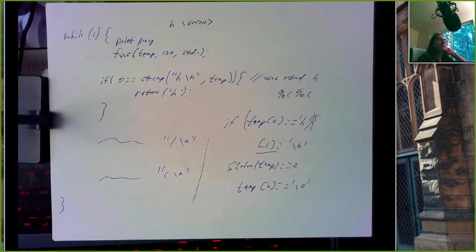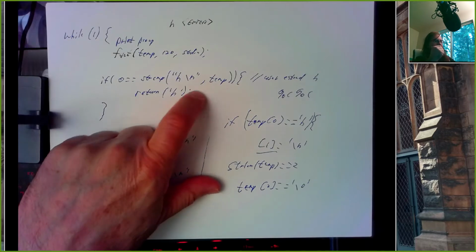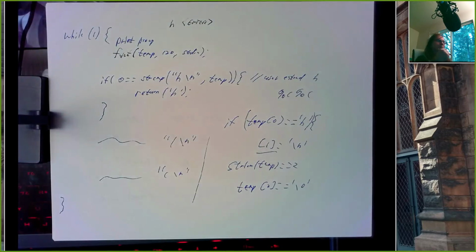And then somebody noted in the chat that if the user types in more than 120 characters, you will not see the new line. What will happen is fgets will take the first 119 characters the person typed, put those into temp, and then append a null terminator to the 120th character, and you won't see the new line yet. So that's okay.